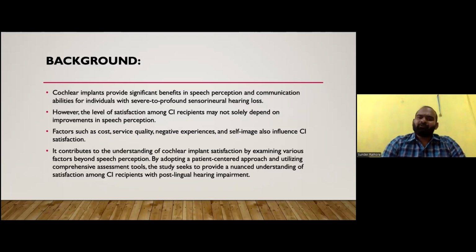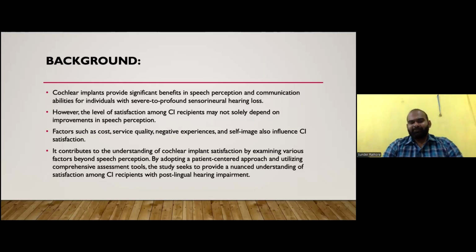So coming to the background of this study, cochlear implants provide significant benefits in speech perception and communication abilities for individuals with severe to profound sensorineural hearing loss. However, the level of satisfaction among cochlear implant recipients may not solely depend upon improvements in speech perception. Factors such as cost, service quality, negative experiences, and self-image also influence cochlear implant satisfaction.